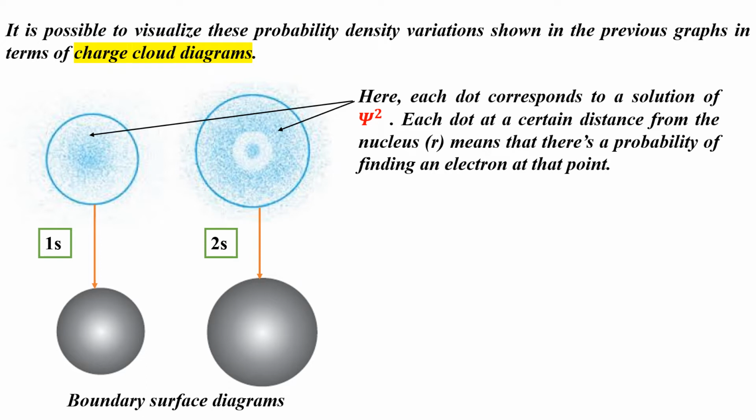So, the charge cloud diagrams are nothing but probability density plots which give us an idea of the orbital with dots. But when we try to enclose it in a sphere three-dimensionally, we call it the boundary surface diagram. Boundary surface diagram for an s orbital is actually a sphere centered on the nucleus. In 2 dimensions, this sphere looks like a circle. It encloses a region in which the probability of finding the electron is about 90%.